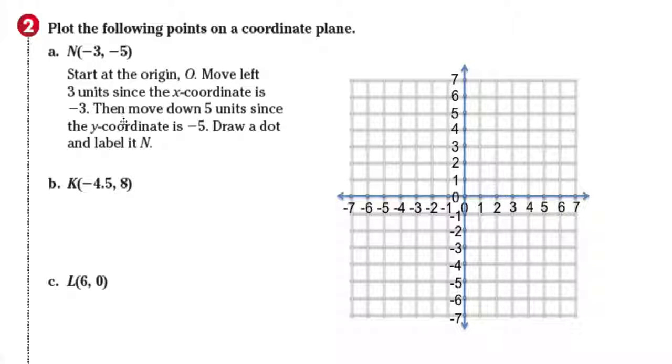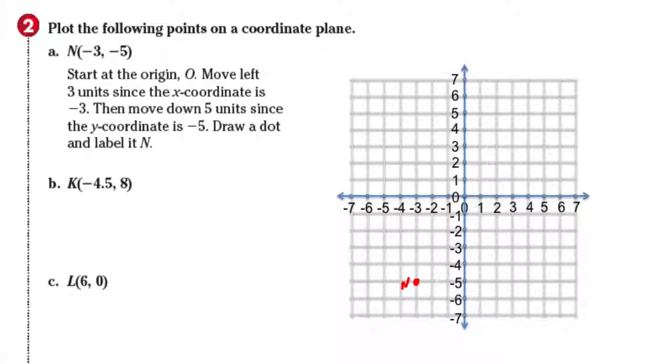So (-3, -5): we start at the origin and move left 3 units since it is -3, so 1, 2, 3 units. Then move down 5 units because the y-coordinate is -5, so 1, 2, 3, 4, 5, right here. So this is point N.